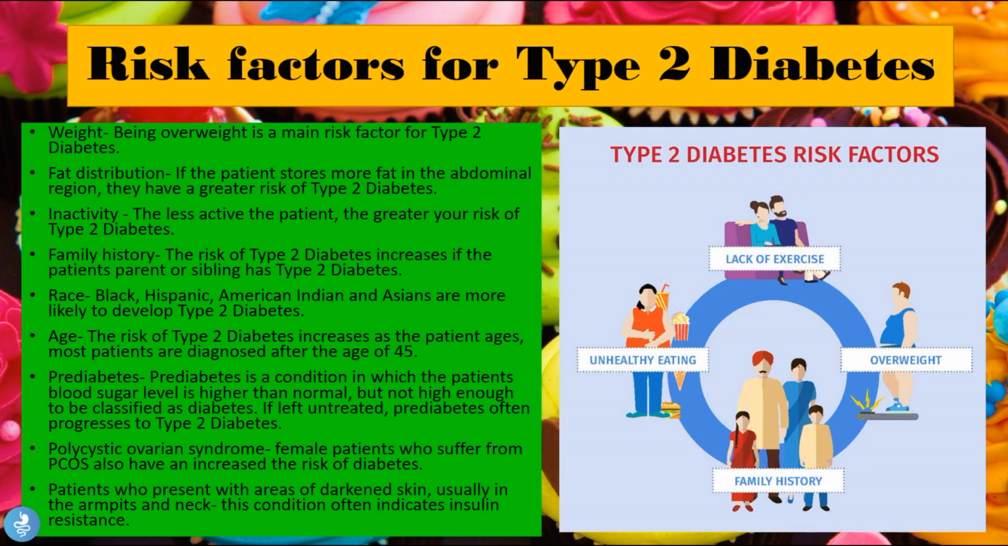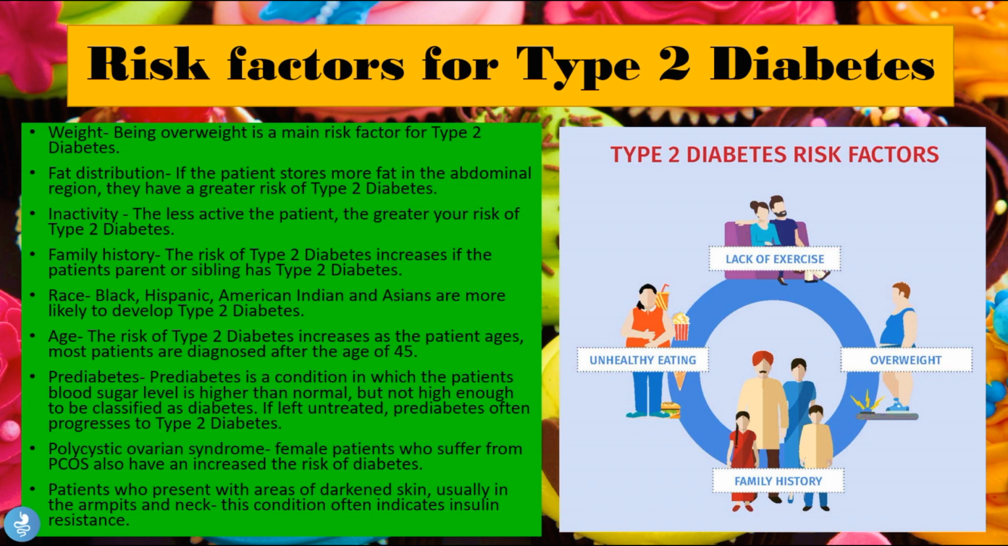So what are some risk factors for type 2 diabetes? The first one is weight. Being overweight is the main risk factor for type 2 diabetes. Fat distribution: if the patient stores more fat in the abdominal region, they usually have a greater risk of developing type 2 diabetes. Inactivity: the less active the patient, the greater the risk of type 2 diabetes. Family history: the risk of type 2 diabetes increases if the patient's parent or sibling also suffers from type 2 diabetes. Race: Black, Hispanic, American Indian, and Asian people are usually more likely to develop type 2 diabetes.